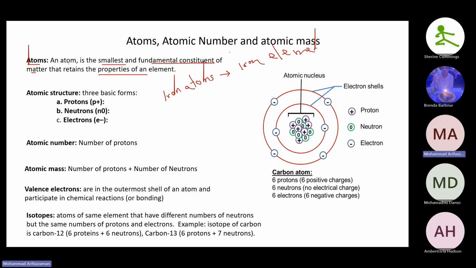That means the element contains many of the same type of atoms. So if you can see here, I gave an example. An element is a substance that consists of atoms. So what is an element? An element is a substance that consists of atoms. You can see the many atoms of iron form the iron element.